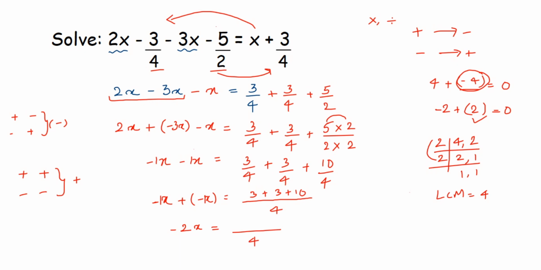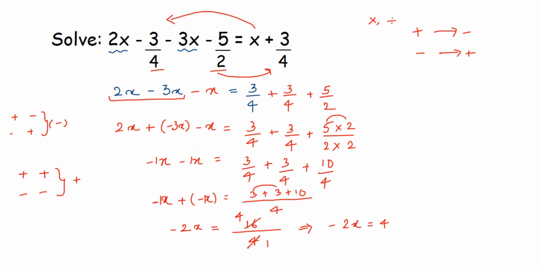Now add 3 plus 3 is 6, 6 plus 10 is 16. We get 16 divided by 4. We can cancel 16 and 4, it's divisible. 4 ones are 4 and 4 fours are 16. So what we get is minus 2x is equal to 4. Now here we have to eliminate this minus 2. We want only x. So how to eliminate this? This is minus 2 times x, you're multiplying, and the inverse operation of multiplication is division. Therefore, on both sides of the equation, you divide by minus 2.